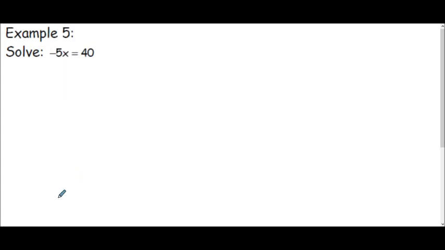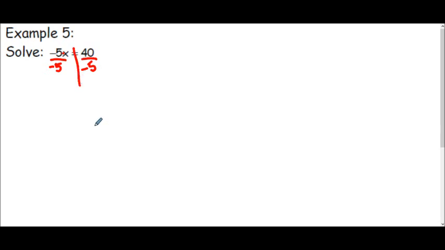In example 5, what operation is going on between the negative 5 and the x? It's a multiply. What is the inverse operation for multiply? Divide. And here's how I want you to show division from now on. We're going to use a fraction bar. That's really what a fraction bar means, is division. So I'm going to divide by negative 5, again on both sides of my equal sign.